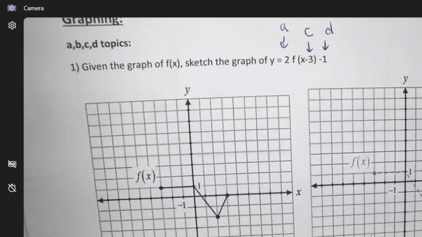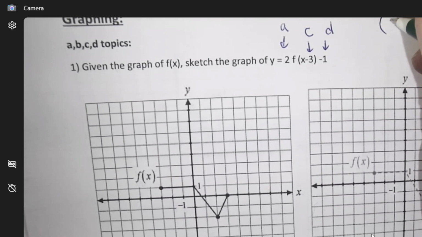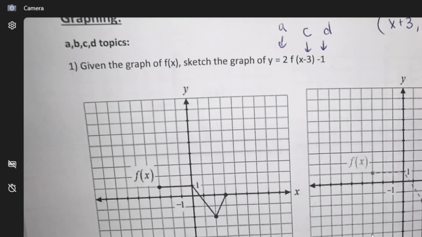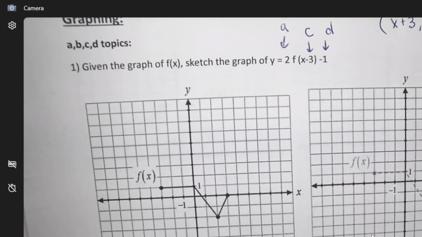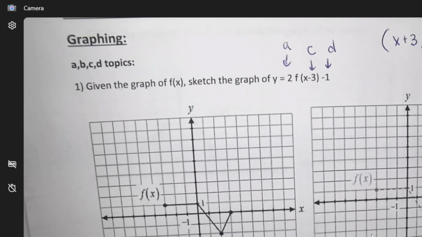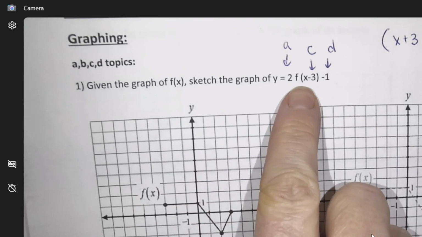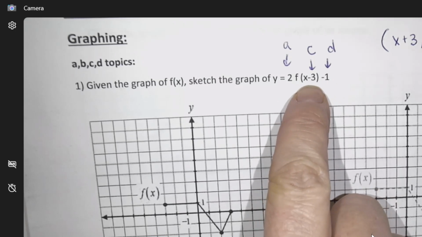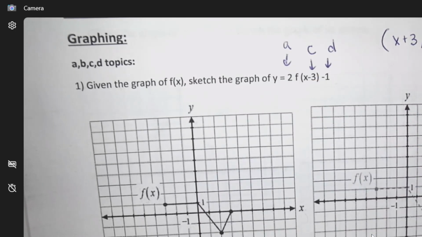So what kind of math are we going to do to these coordinates? x plus 3, 2y minus 1. Nailed it. Okay. Anything x related, you do opposite. So if it says something times x, you actually divide. If it says minus 3 with the x, you actually add, right?